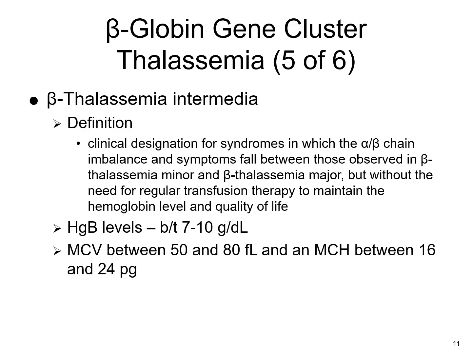While the anemia is not as severe as beta thalassemia major, it can still lead to fatigue, mild jaundice, and splenomegaly over time. Red blood cell indices are abnormal, so the MCV usually falls between 50 and 80 femtoliters, and the MCH is usually between 16 to 24 picograms, which reflects microcytic and hyperchromic red blood cells.